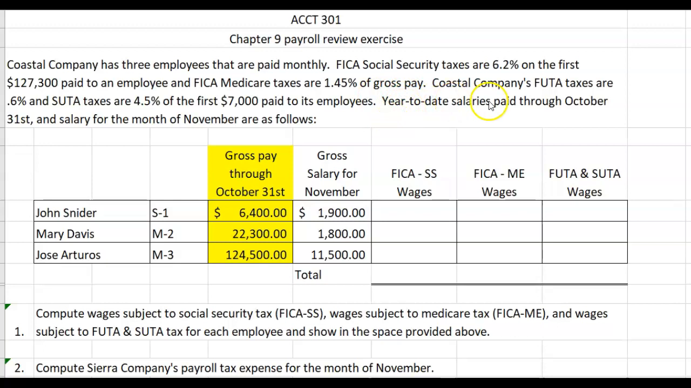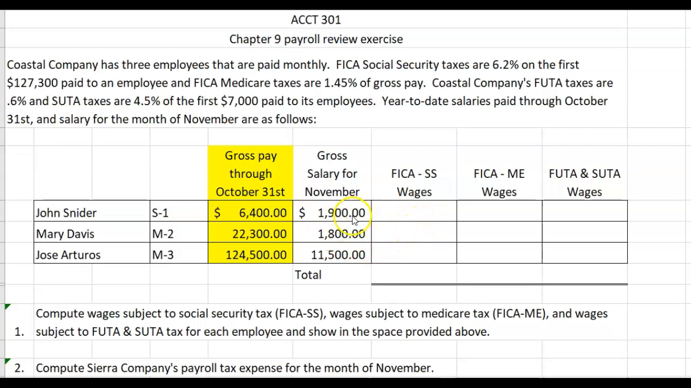And year-to-date salaries paid through October 31st are given to you, and salaries for the month of November are also given to you. So part number 1. Compute wages subject to Social Security tax, and wages subject to Medicare tax, and wages subject to FUTA and SUTA tax for each employee.